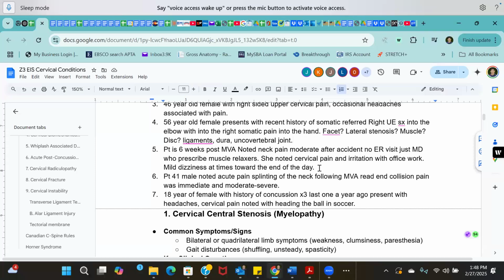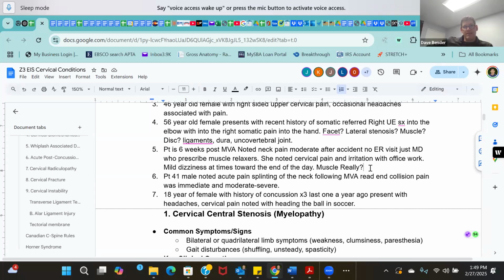Initially, I think muscle related. I'd like to see how she reacted to those muscle relaxers, just because of the motor vehicle accident and then dizziness towards the end of the day. Not quite sure how that fits into things, but I'm guessing more of a tiredness in those muscles or aggravation throughout the day. But I'm not sure where that dizziness portion comes in.